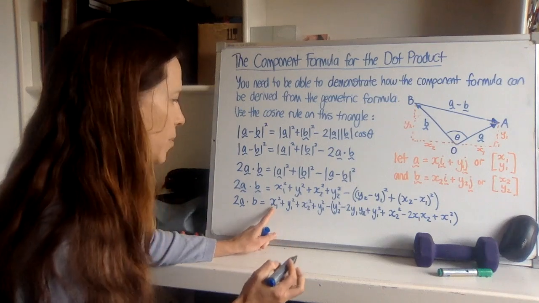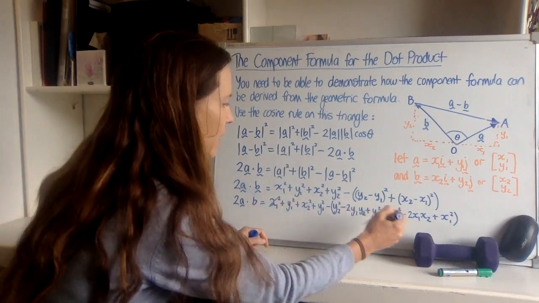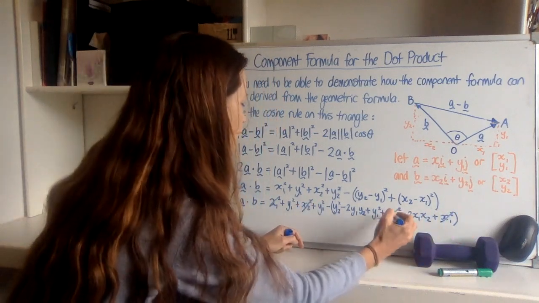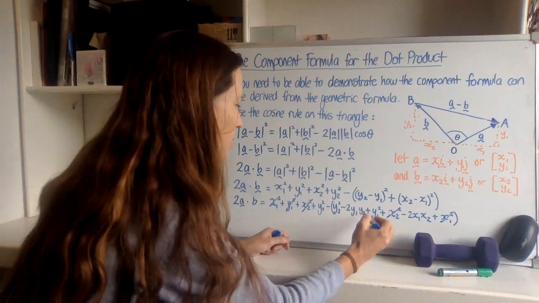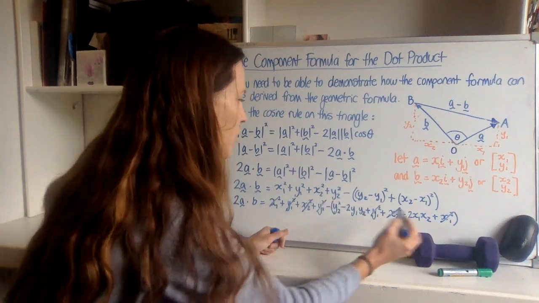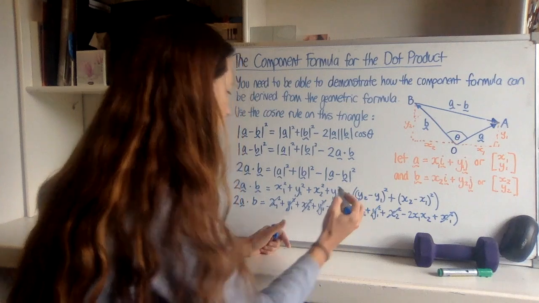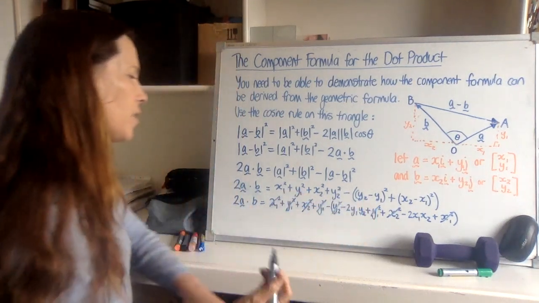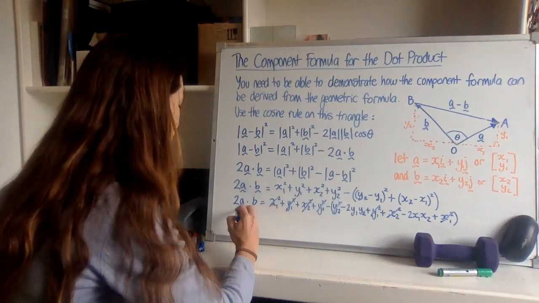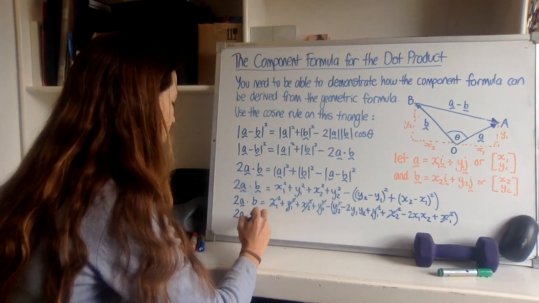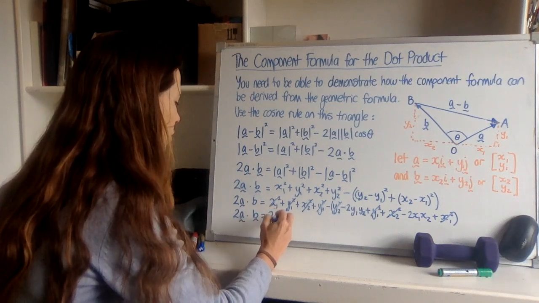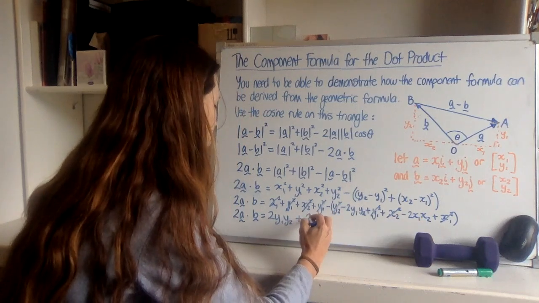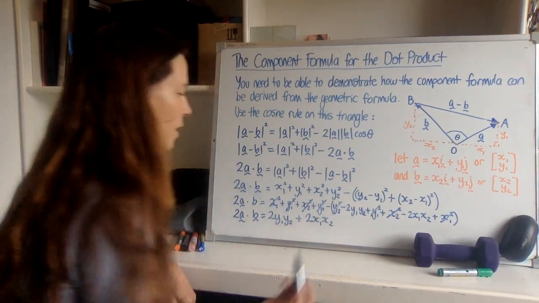I can see I've got an x1 squared here, but I'm subtracting an x1 squared over there. Similarly, my x2 squareds will cancel out. My x1 squareds will cancel, and so will my y2 squareds. Where's that one? Here. And all I'm ending up with is subtracting minus 2y1, y2. So that means I've got 2a dot b is equal to 2y1, y2 plus 2x1, x2.